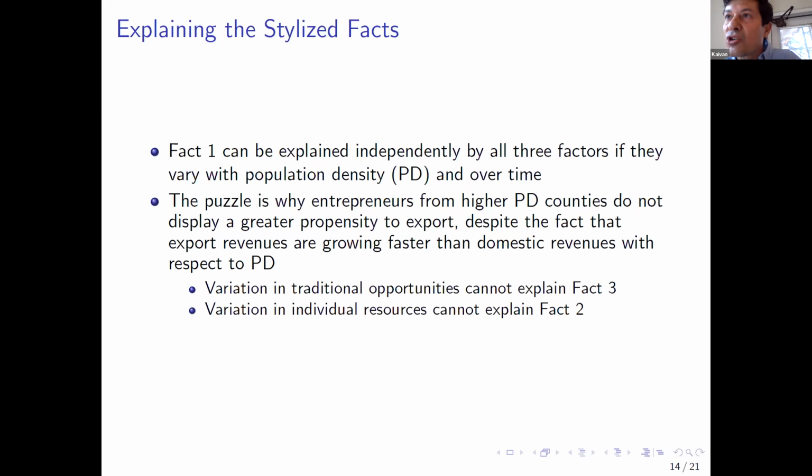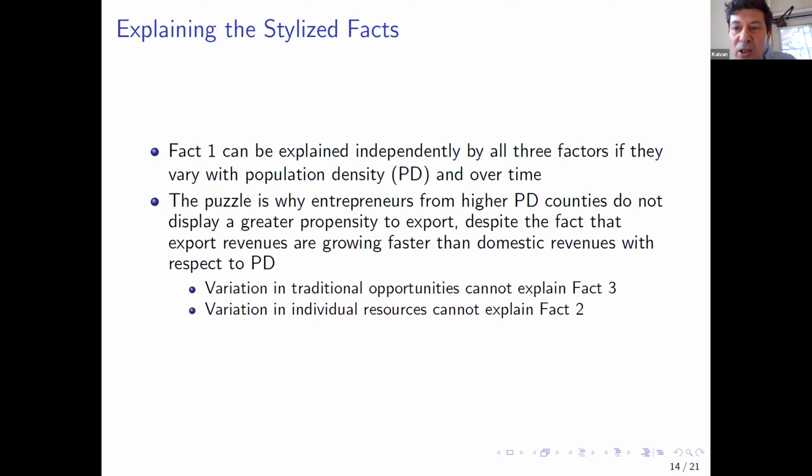Now, just to be clear, if it was a story about the origin opportunities, and the fact that, for example, these opportunities were worse for higher population density counties and then getting worse and worse over time, this would explain why we would see more entrepreneurs from those particular counties. That's the first stylized fact, as I said. It would also explain why there's no effect on exporting, because that's another higher ability threshold, which is not affected by this decision. But it would not explain the third fact. It would not explain why firms from those counties do better once they go into business.